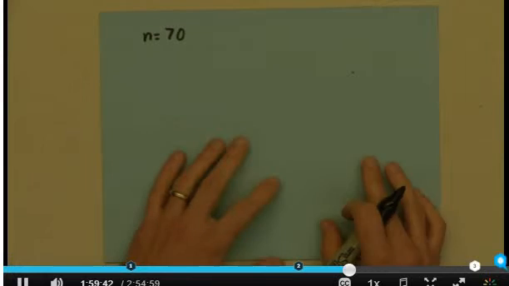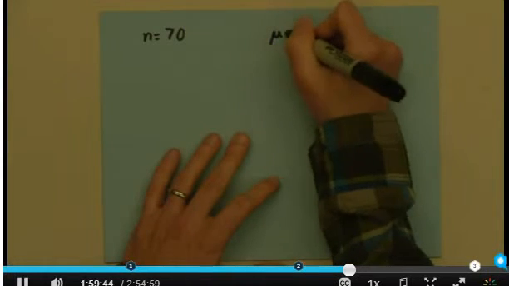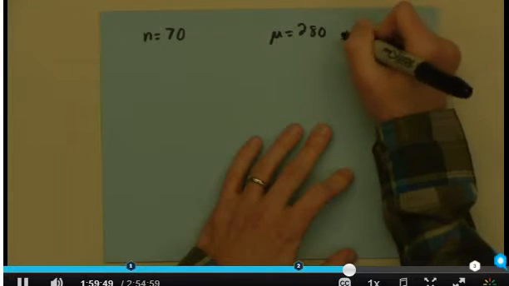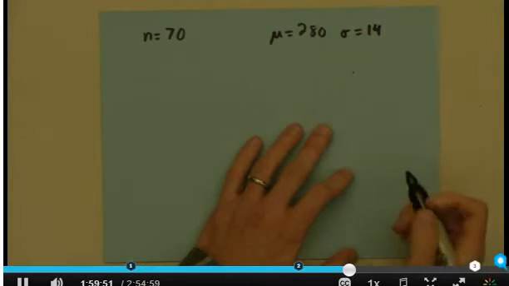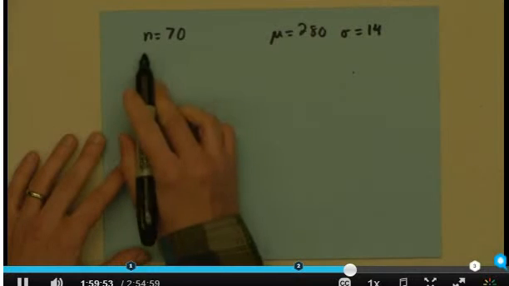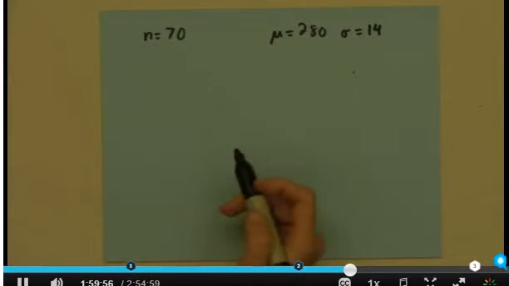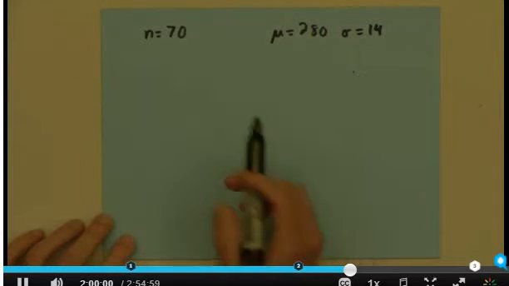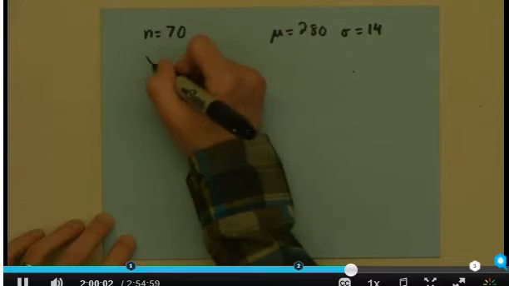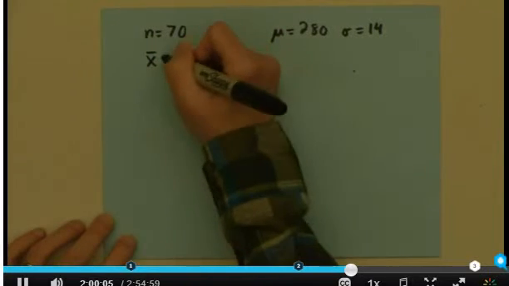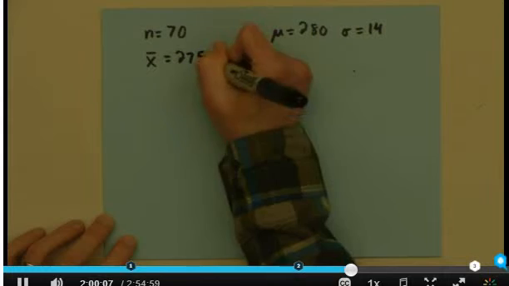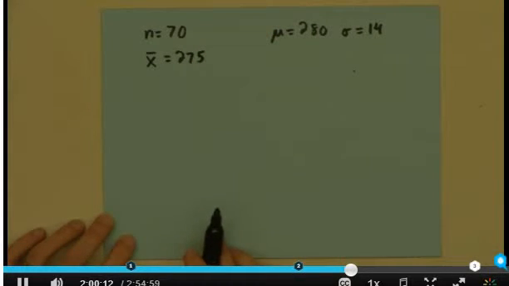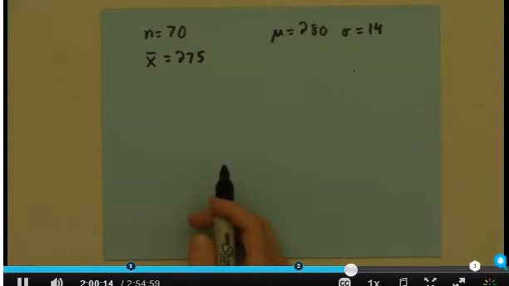And we know that the population mean is 280, and the population standard deviation is 14. And what we're trying to do is to estimate the mean for this hospital from the sample of 70 that we included here. So what was the sample mean? It was 275. And we want to construct a confidence interval for the hospital's gestation times based on this sample.